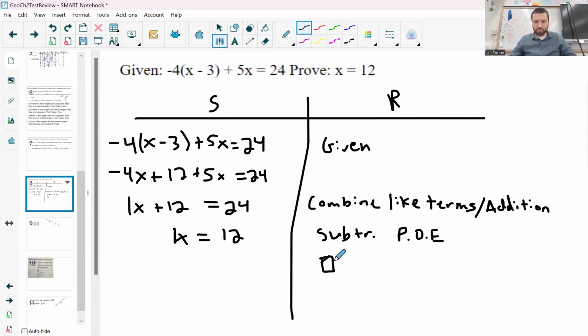And then Alexandra's favorite part, make the box. Make the box. Your proof is done. Beautiful. Okay, those should be free points on the quiz. You guys know how to do algebra. You just got to use some terminology. Should be able to get that.